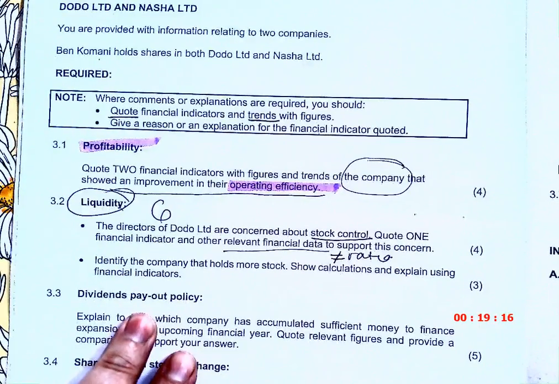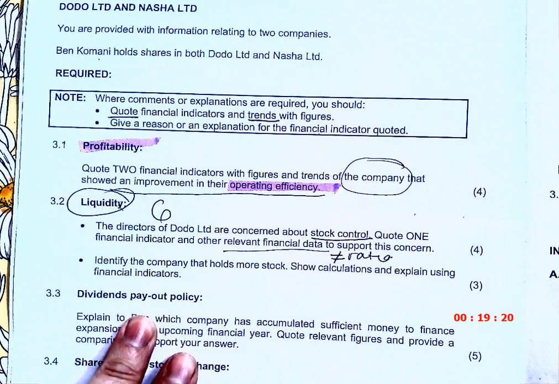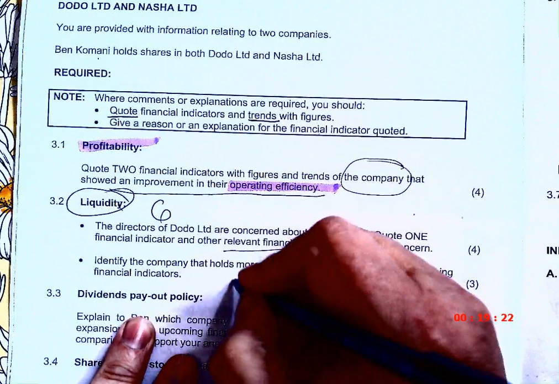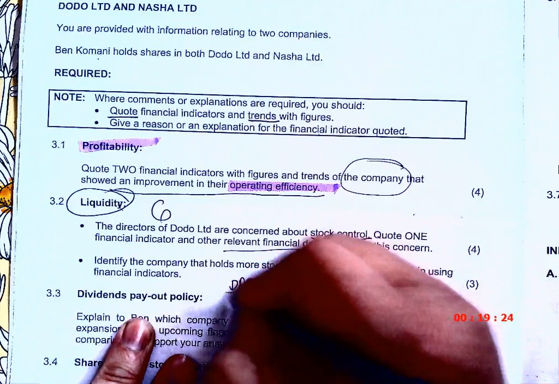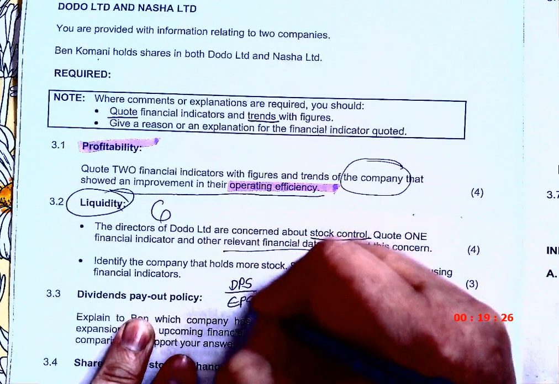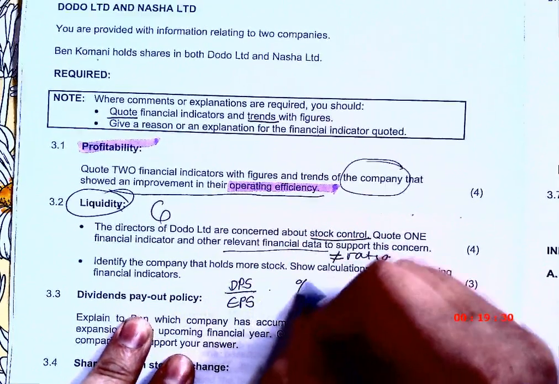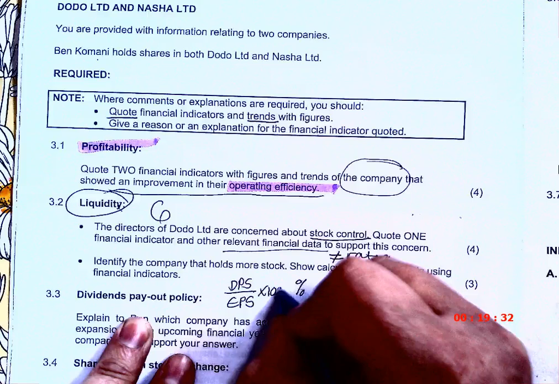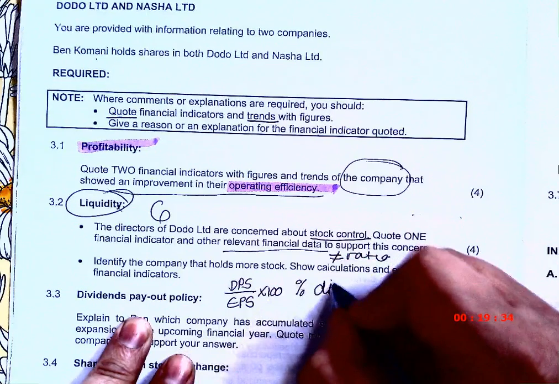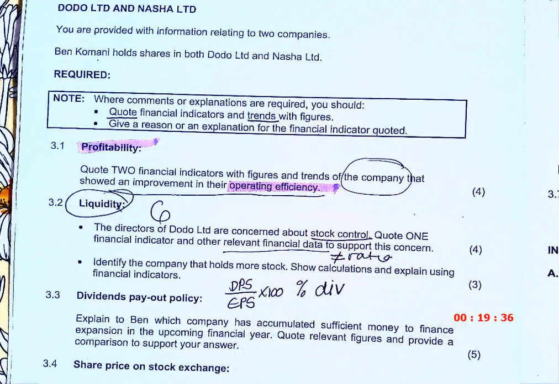The next one is the dividend payout policy, which is the dividend rate. Right? So now we talk DPS over EPS. Now, listen to me. That percentage that I work out here tells me the percentage of the earnings that's going to be paid out as dividends, right?